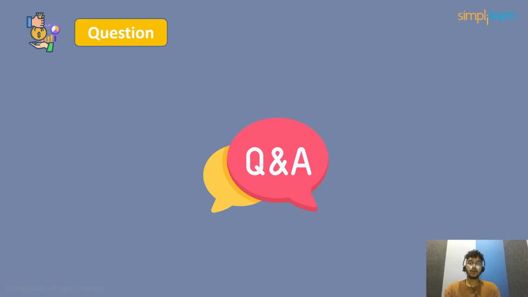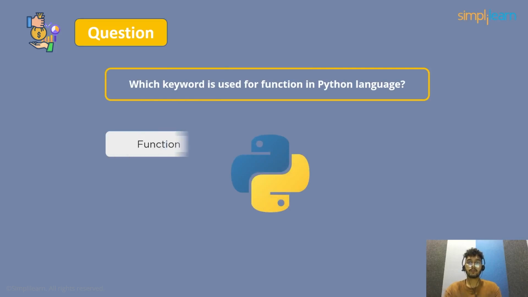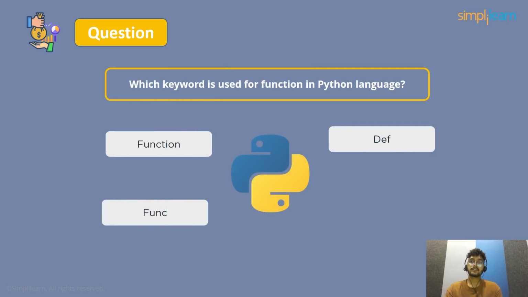Okay. So here is one question for you. I will give you 1 minute for this. You can comment or give your answer in the chat section so I can see if the answers given by you are right or wrong. So the question is, which keyword is used for function in Python language? Option 1 Python, option 2 def, option C func, option D define.